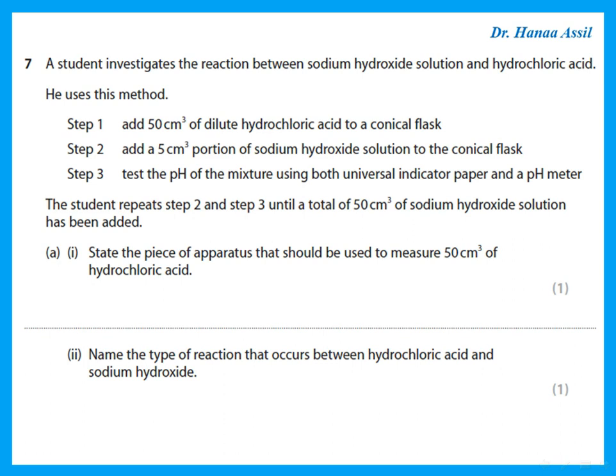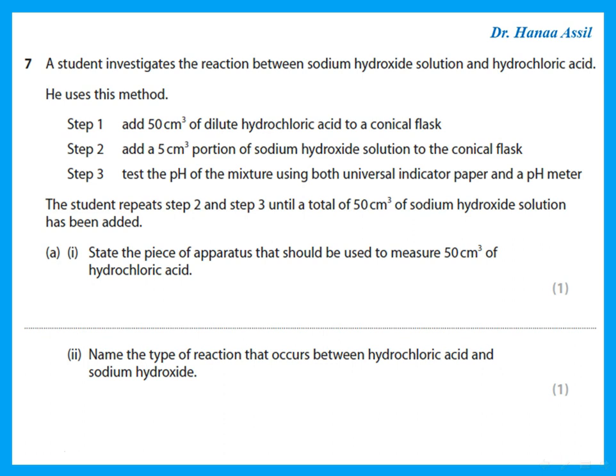A student investigates the reaction between sodium hydroxide solution and hydrochloric acid. He uses this method: he adds 50 cm³ of dilute hydrochloric acid to a conical flask, adds 5 cm³ portions of sodium hydroxide solution to the conical flask, and tests the pH of the mixture using both universal indicator paper and a pH meter. The student repeats steps 2 and 3 until a total of 50 cm³ of sodium hydroxide has been added. So he's just adding more and more sodium hydroxide and measuring the pH.